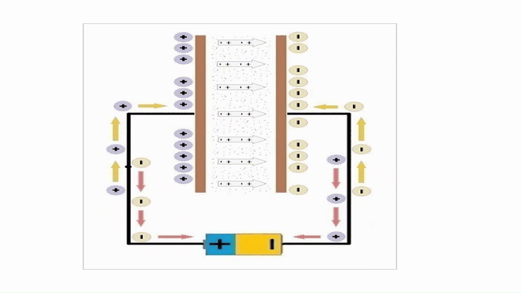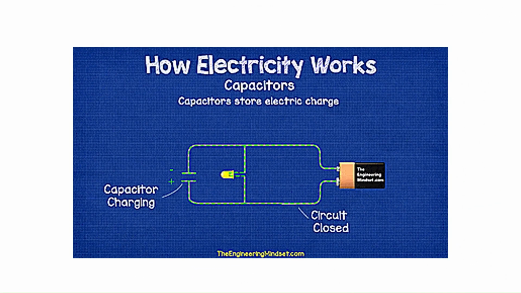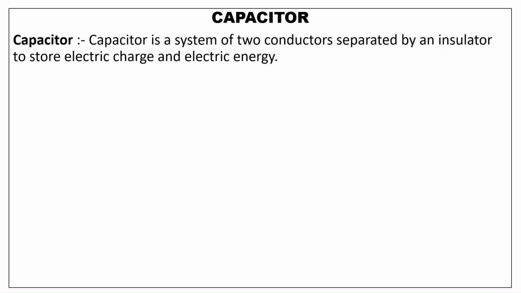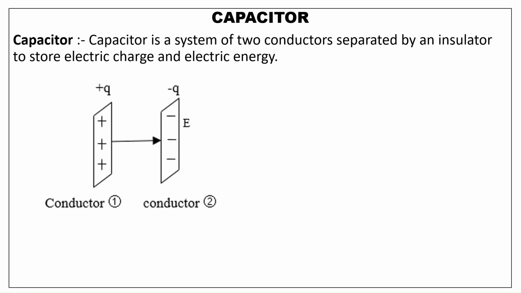Today, we start with capacitors. Let's start. Capacitor. A capacitor is a system of two conductors separated by an insulator to store electric charge and electric energy. Let's understand with a diagram.